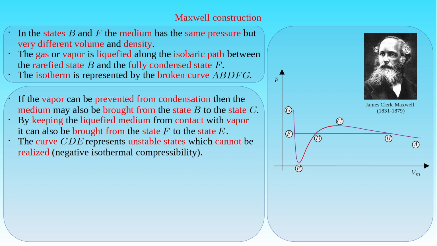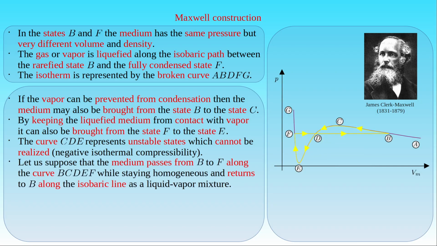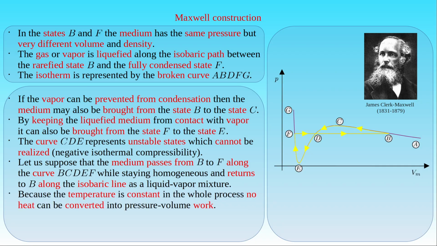Then he considered a closed hypothetical path where the medium passes from the state B to the state F along the curve B, C, D, E, and F while staying homogeneous, and returns to the state B along the horizontal isobaric line between F and B as a liquid-vapor mixture. Because the curve B, C, D, E, and F is a part of an isotherm and the temperature does not change along the horizontal path between the states F and B during vaporization, the temperature is constant in the whole process. As a result, no heat can be converted into pressure-volume work during the thermodynamic cycle.